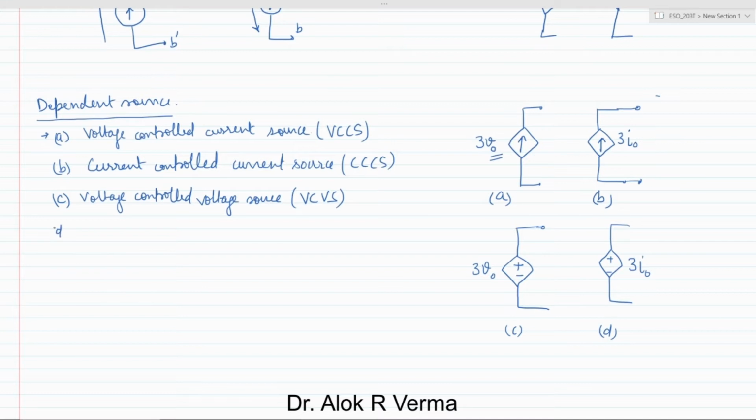And similarly for D, we can easily write what? Voltage controlled or current controlled? The magnitude is dependent upon the I naught, right? So we can write that it is a current controlled voltage source.